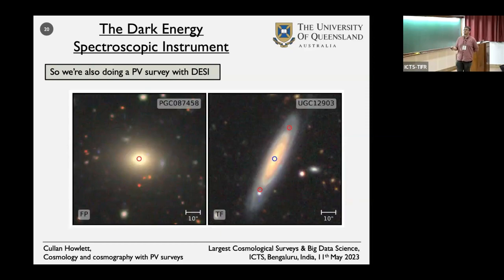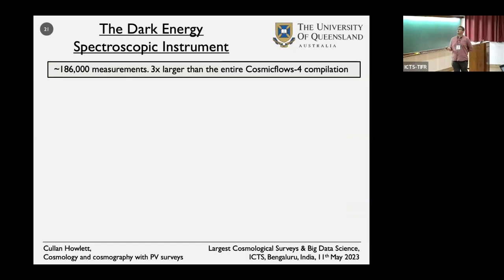We're targeting elliptical galaxies with fibers to get the fundamental plane measurements. We're also targeting spiral galaxies with 3 fibers to try and measure the rotation curve and get Tully-Fisher measurements. We published a paper on arXiv this year, which is currently under review, showing that we expect to be able to get 186,000 measurements from DESI alone. So this is, again, a 3 times improvement over the 55,000 that we've managed to obtain so far.